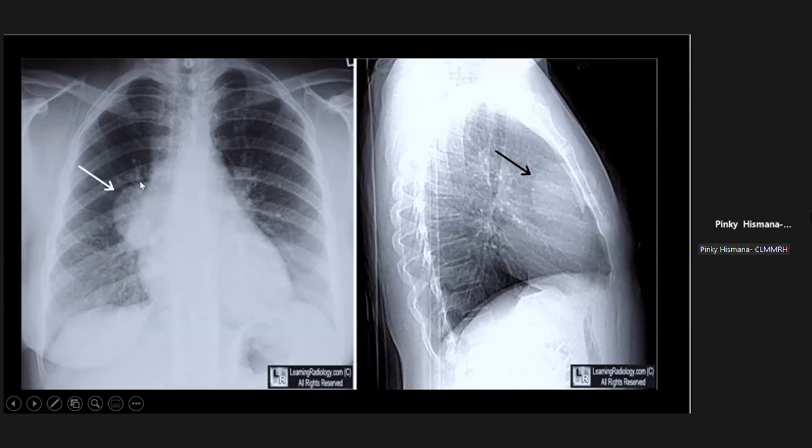Anyway, this one is actually a right hilar mass. If you notice, at first look, meaning there is a problem in the hilum. But actually, when you do a lateral view, this one is the portion of the hilum, and the mass is seen anterior to the hilum, not at the hilum. So just like in pulmonary lesions, if you want to localize the pathology, you still have to do a lateral view. So the lateral view is very helpful.